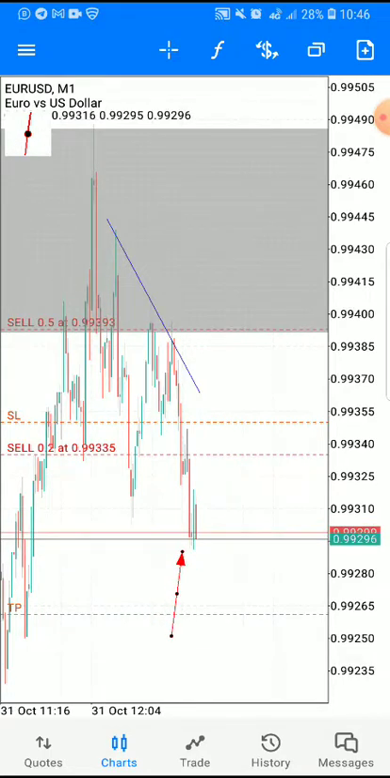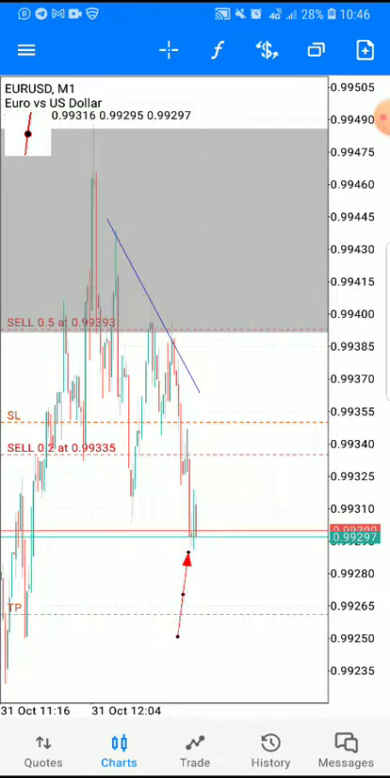Because I'm concentrating now on the Euro USD, I'm not really able to scalp US 30, which is what I do most of the time.